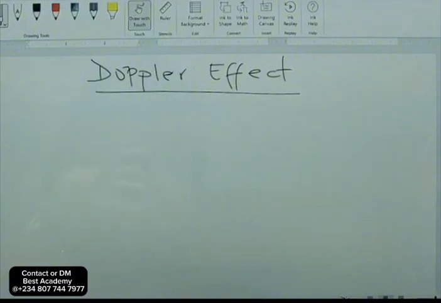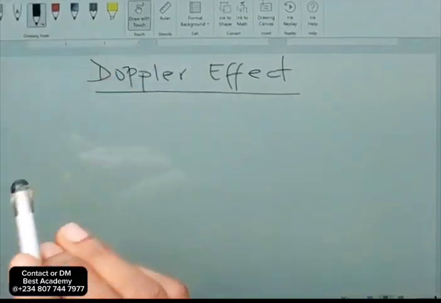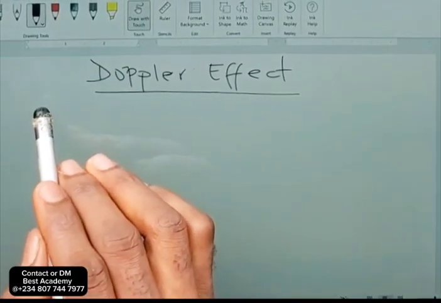Please write. Doppler effect can be defined as a phenomenon of change of sound or frequency. So our target definition here is change of sound or frequency.